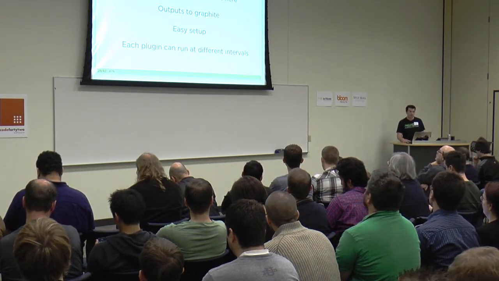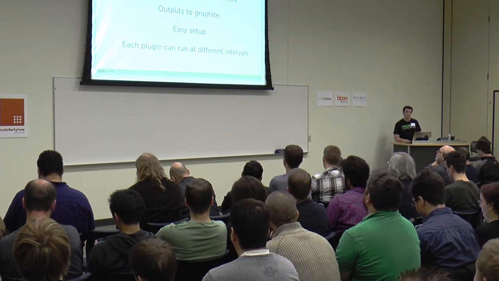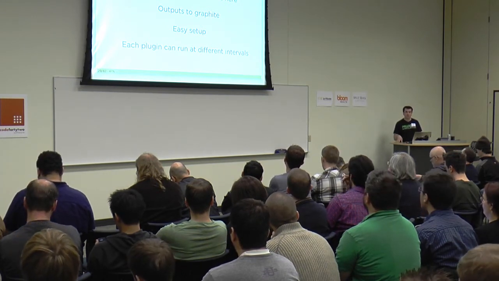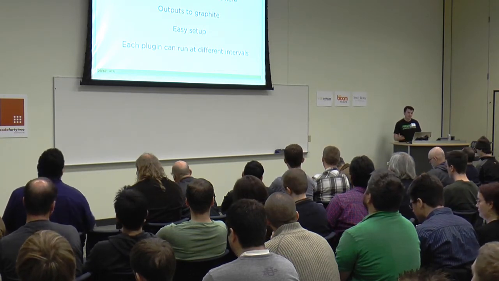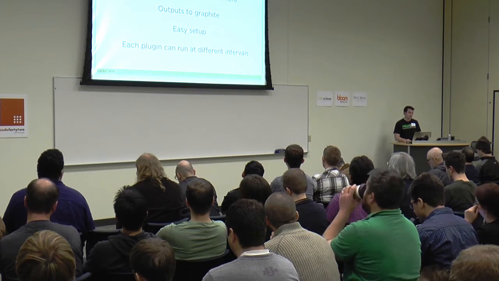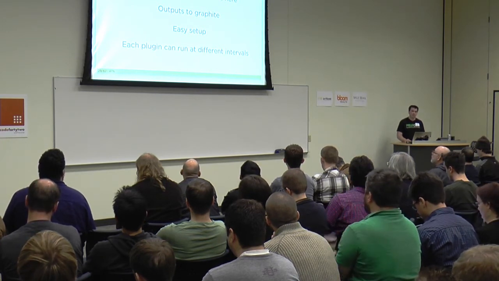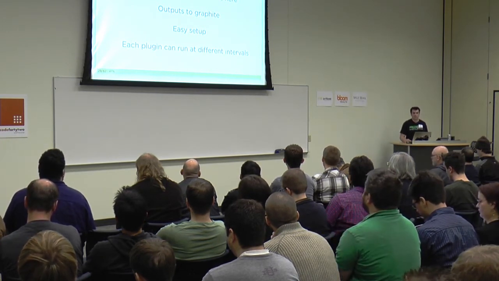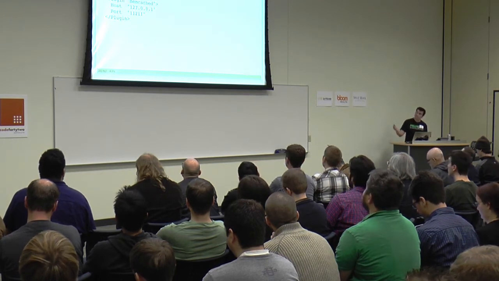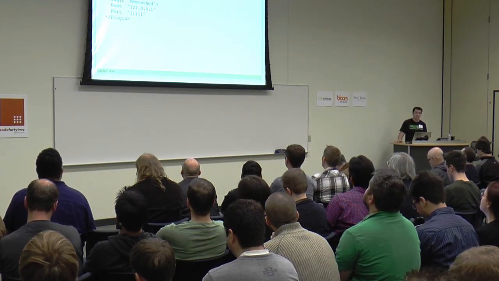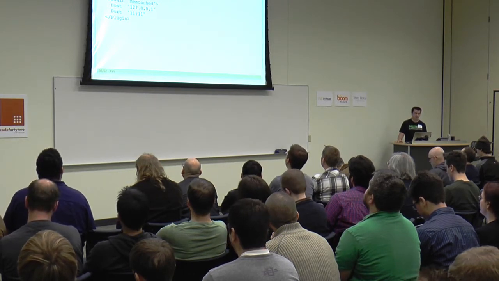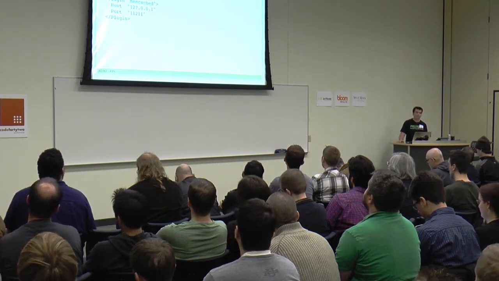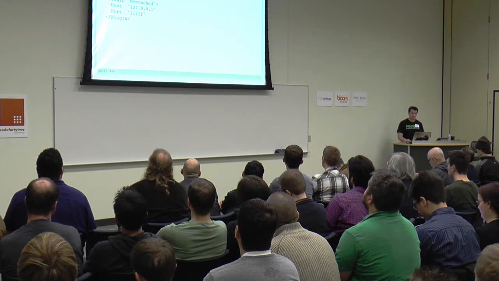And it outputs to Graphite. There are other output handlers for it, so it writes to other places as well. I say Graphite because I'm going to talk about it, and that's what we use. It's very simple to set up. Each plugin can run at different intervals. You can have one run every 30 seconds and one every 60 seconds if you want. This is an example of a plugin configuration. It's really simple: load plugin memcache, provide where it is and the port, and that's all you have to do. I think it collects about 20 different memcache metrics.